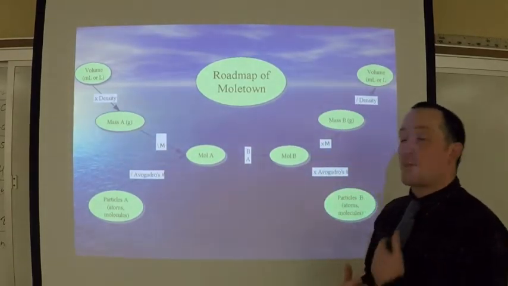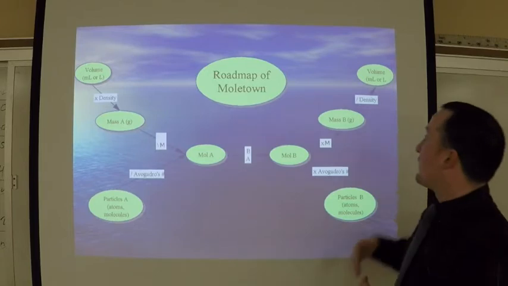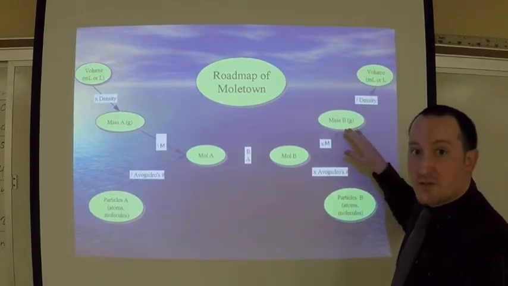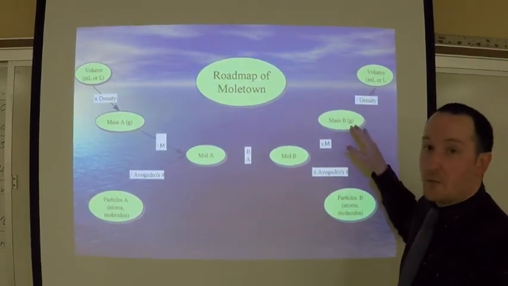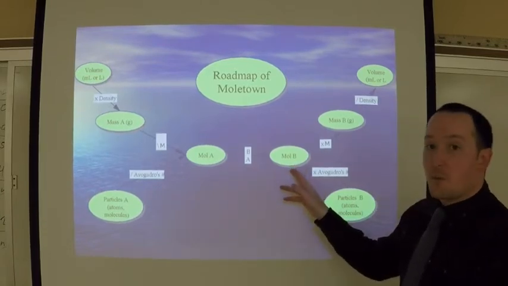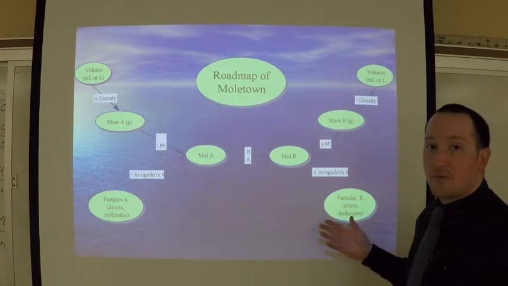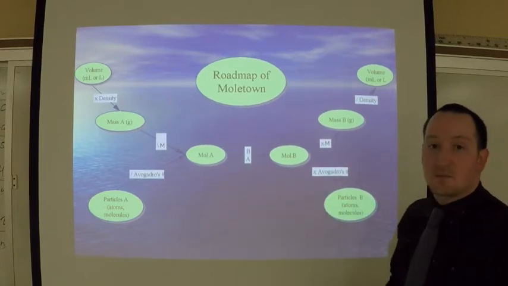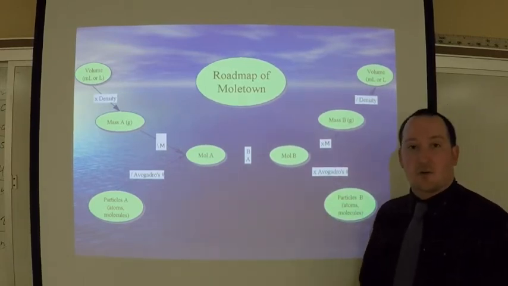Then, whatever the problem asks you to find, if it asks you to find mass of another substance, then you'd go to mass of B. If it asks you to find moles of substance B, then you'd go to this spot. If it asks you to find particles of substance B, then you'd go here. So take some time to copy that down so that you have it in your notes.